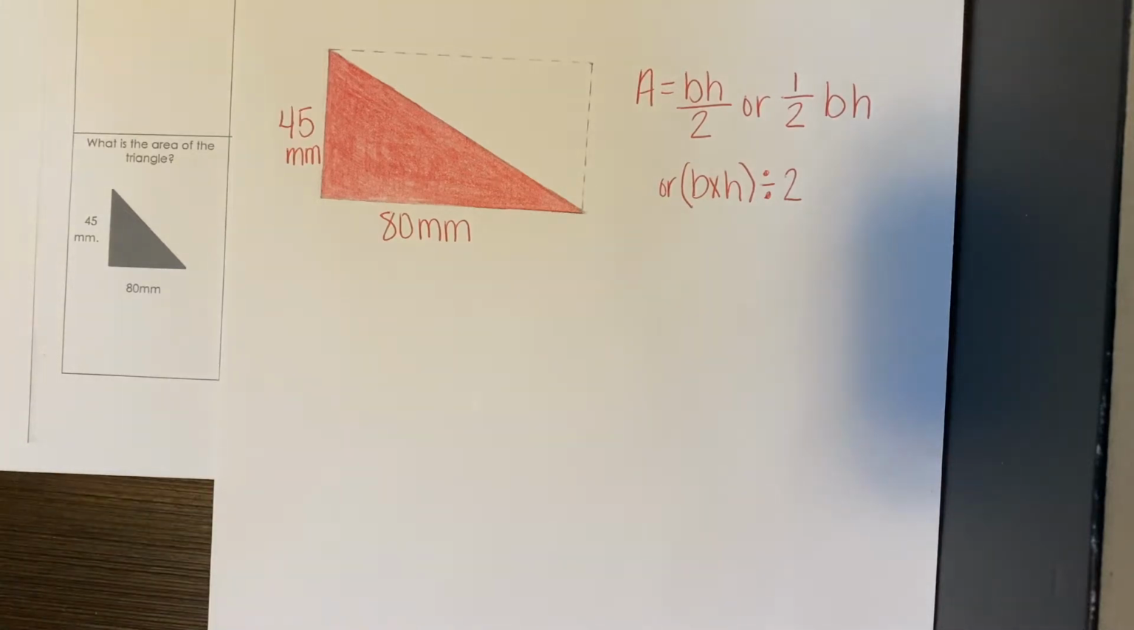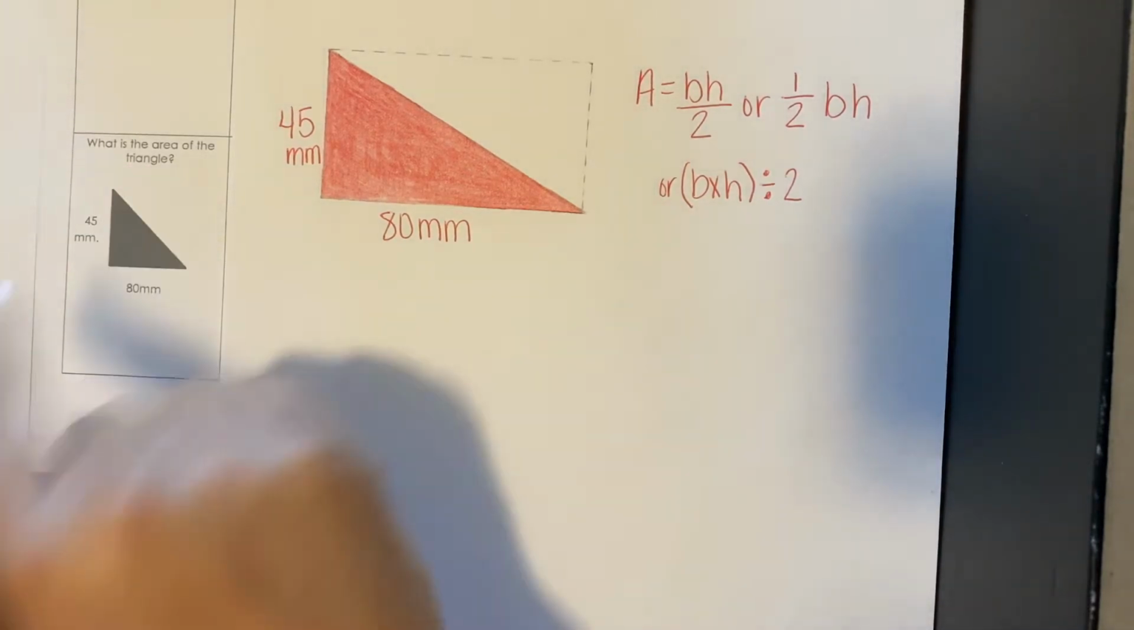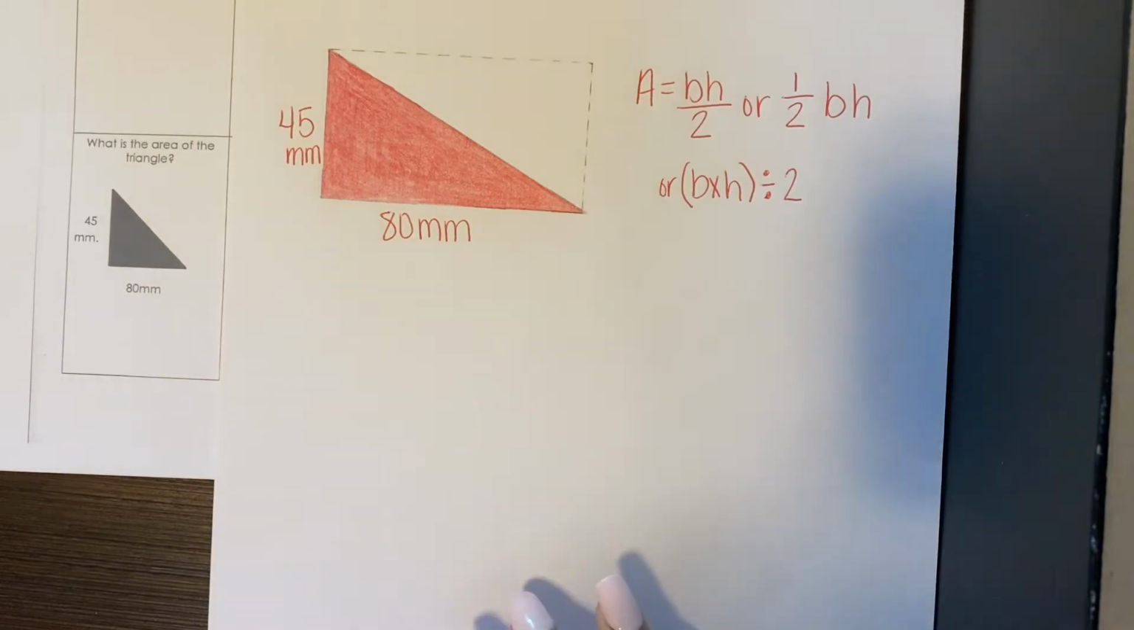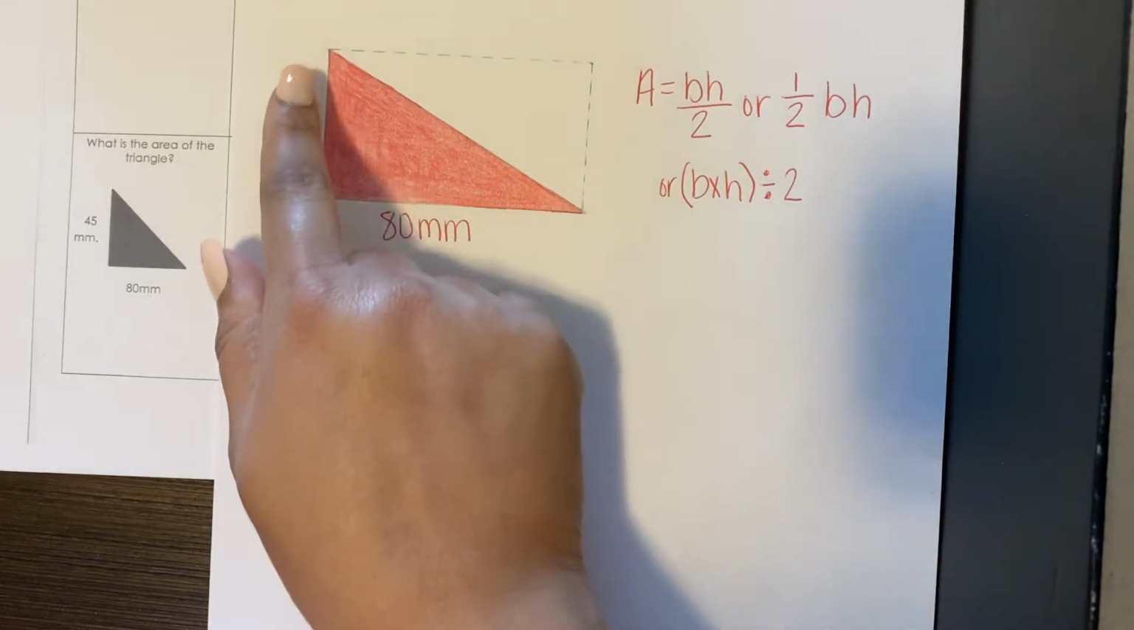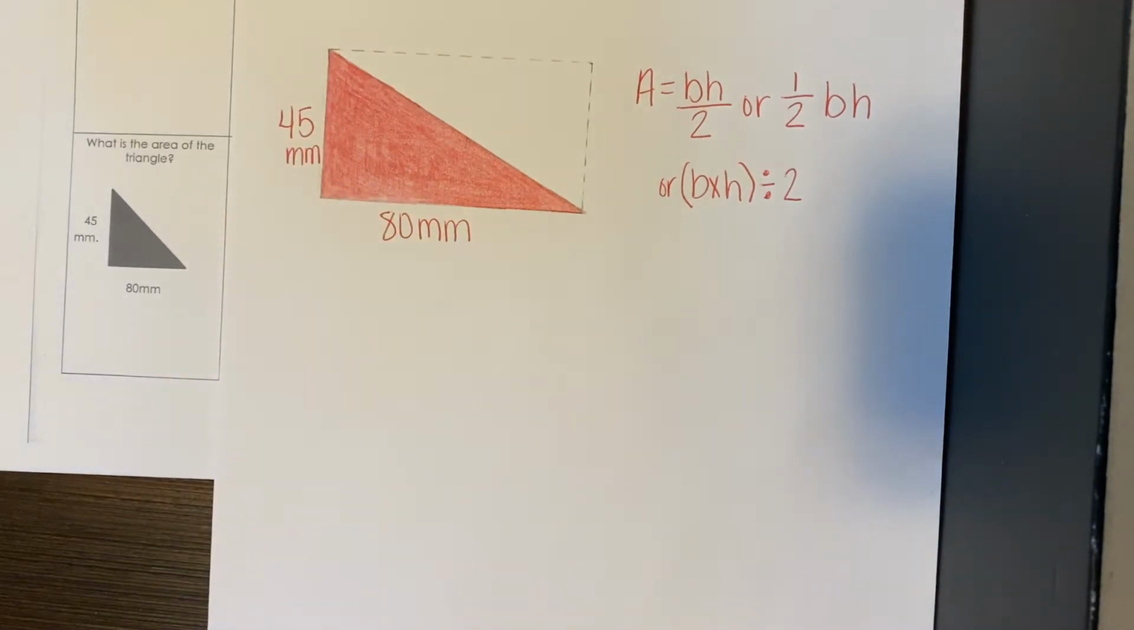Hi, welcome back. Right now we have what is the area of a triangle. So we didn't do this this year. We've done area of rectangles and we've done area of irregular shapes. But the area of a triangle is very easy. It's very, very similar to the area of a rectangle. The only difference is it's going to be half of the area of a rectangle.